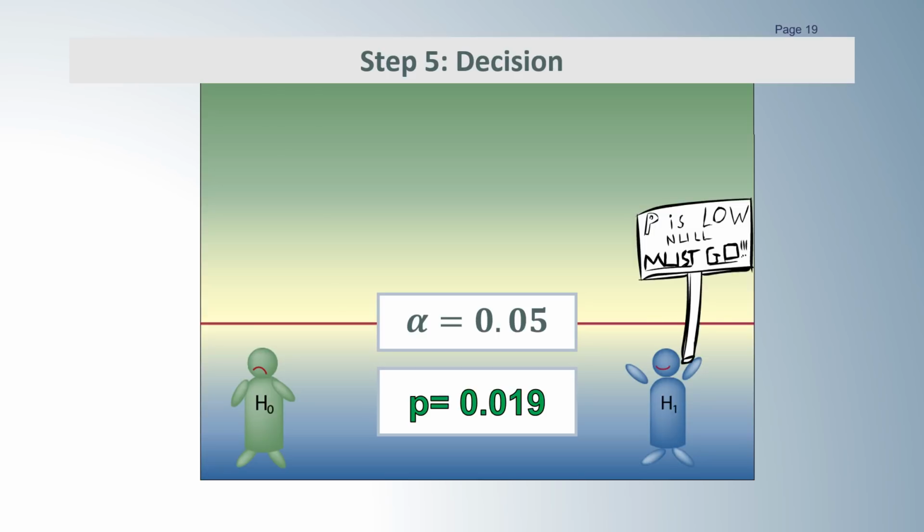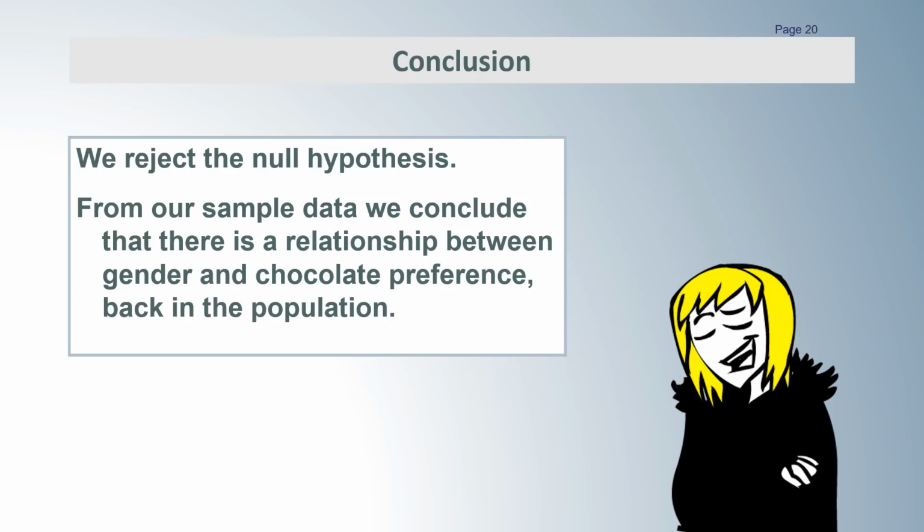Our conclusion is that there is evidence that there is a relationship between gender and chocolate preference back in the population of Helen's customers. Here is how we might write this. We reject the null hypothesis. From our sample data, we conclude that there is a relationship between gender and chocolate preference back in the population.